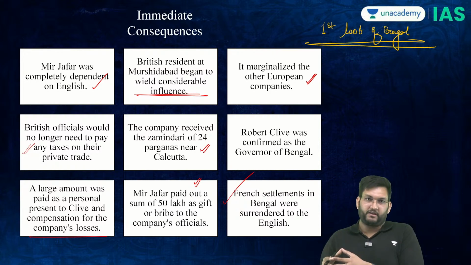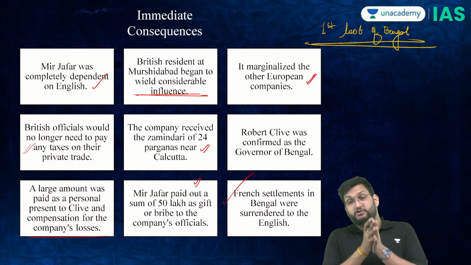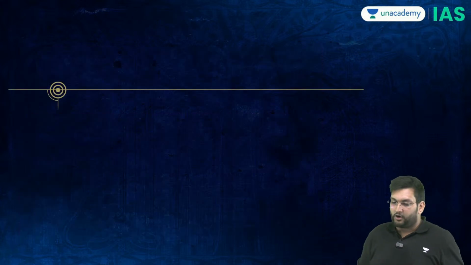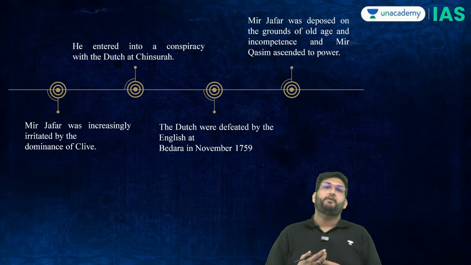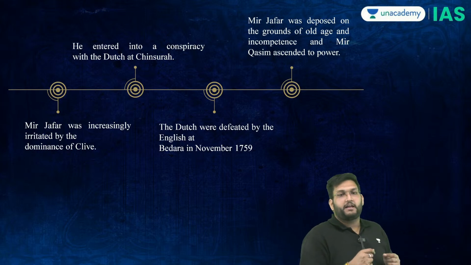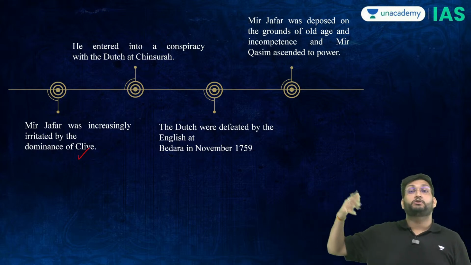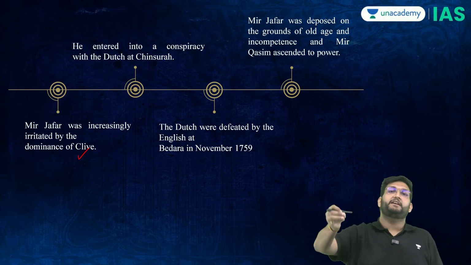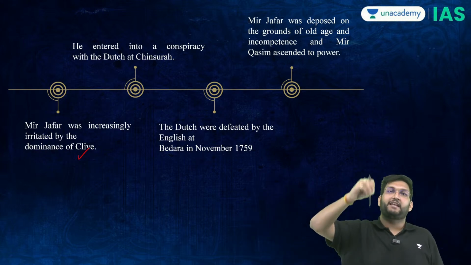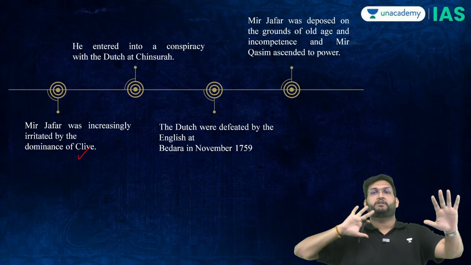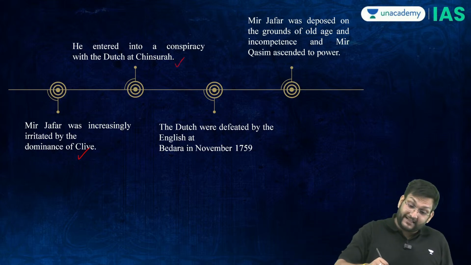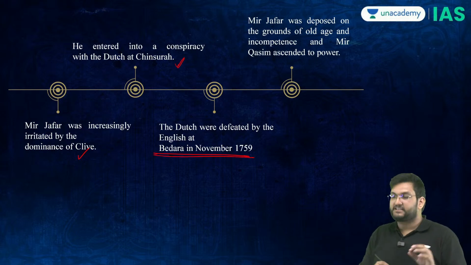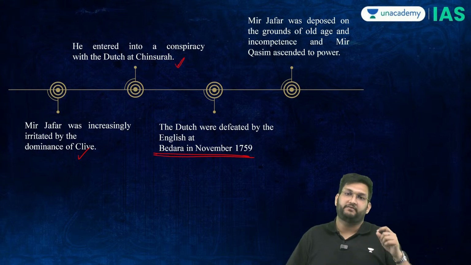And Mir Jafar is going to try to correct his mistake in what is called the Battle of Chinsura, or the Battle of Bedara. Mir Jafar, in order to remove Clive, will go to the Dutch and say, I will give you some money, please defeat the English for me, and I will then give you that money and you can be happy and we both have a win-win situation. The Dutch will agree that they'll fight the British, but the British will defeat the Dutch in the Battle of Chinsura or Bedara in 1759.